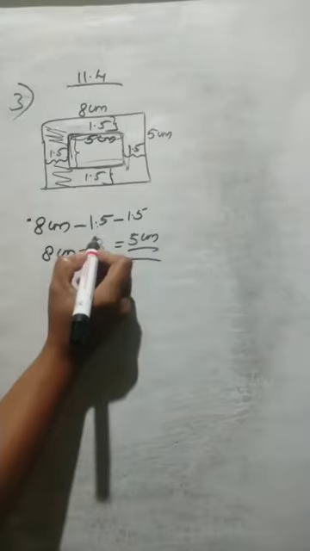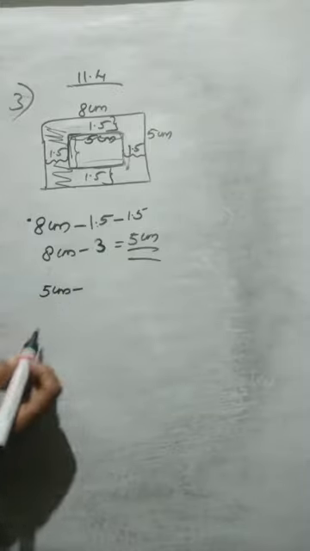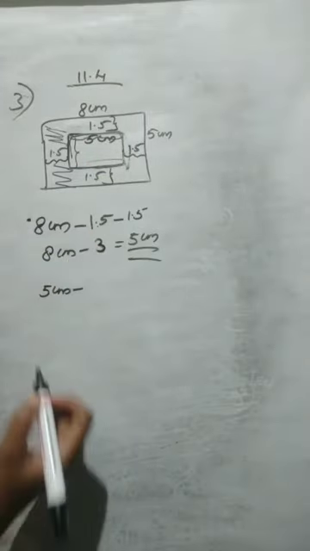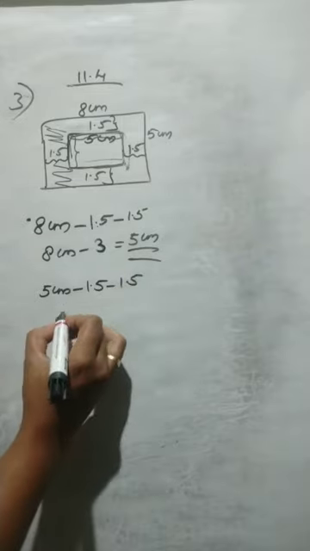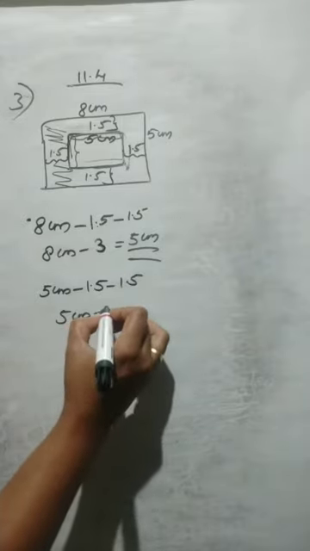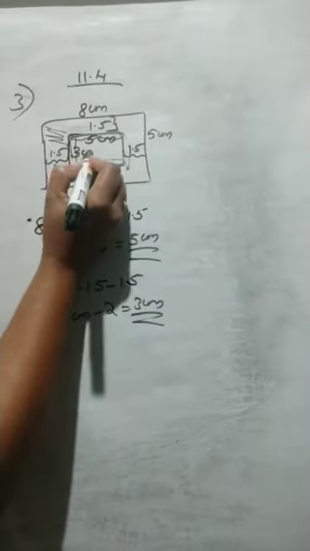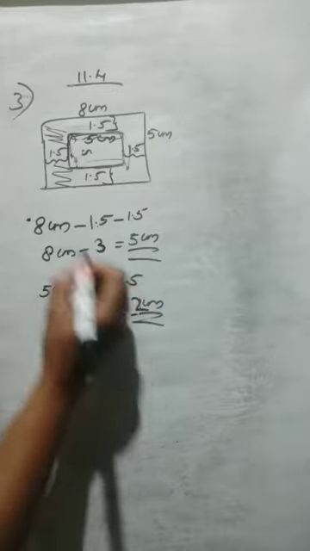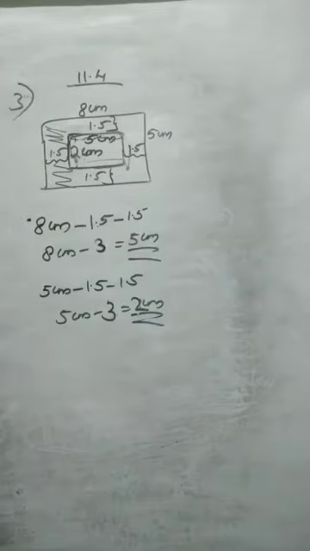Then in case of breadth also, 5 centimeter was the first one. Then they drew a 1.5 margin, 1.5 on both sides. So here also 5 centimeter minus 3, that will be 2 centimeter. So here the breadth is 2 centimeter. So 5 centimeter and 2 centimeter.